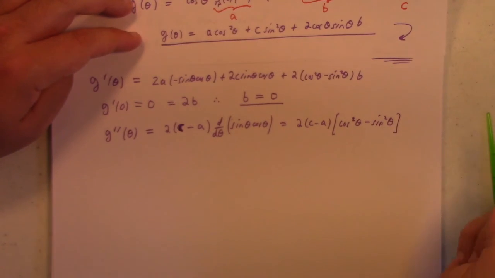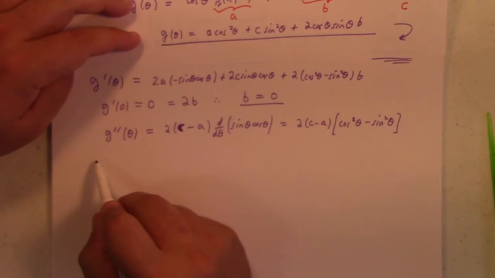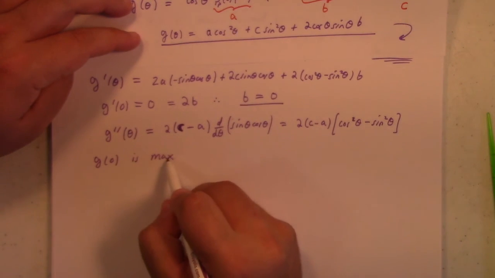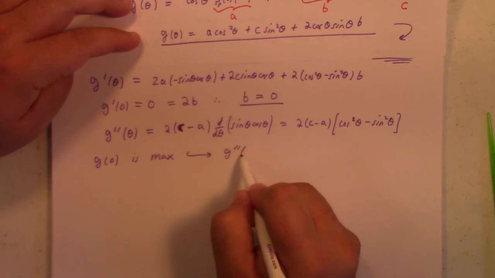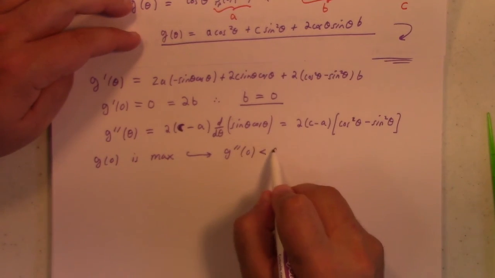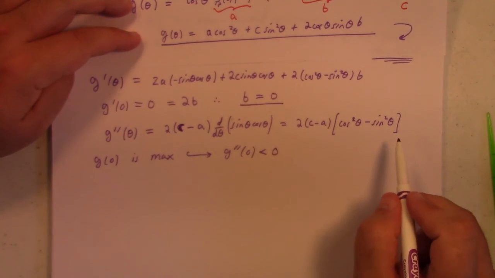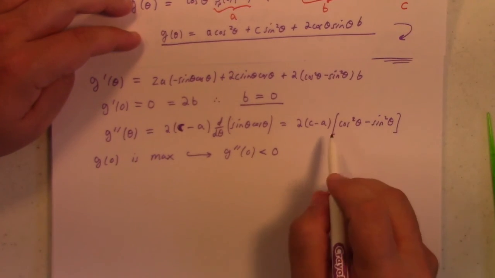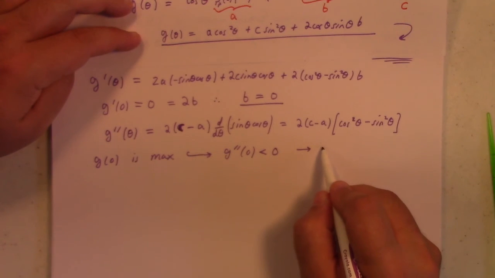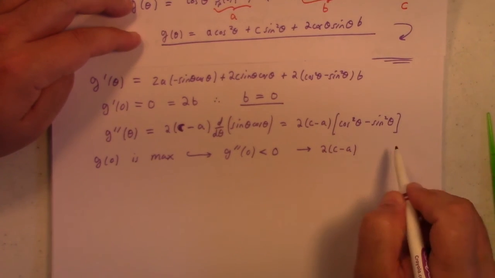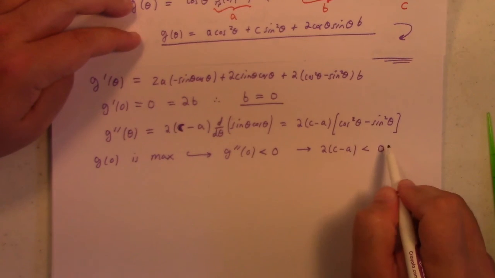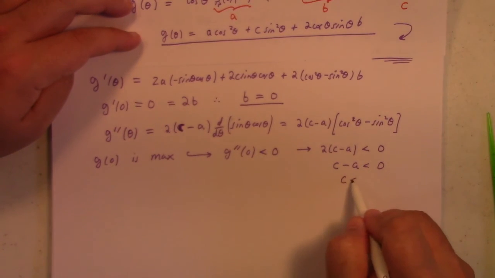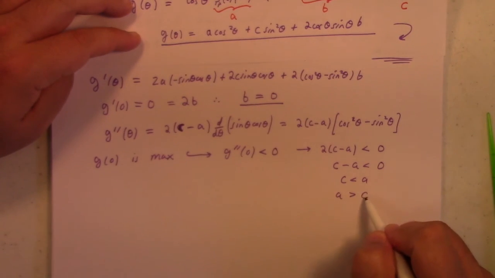Funny. Now, g of 0 is maximum. Tells me that g prime prime of 0 has to be less than 0 by the second derivative test. But if we put theta equal to 0 into this quantity, of course sine drops out. So what I get is that 2 times c minus a has to be less than 0, which is to say that c minus a is less than 0, which is to say that c is less than a, which is to say that a is greater than c.